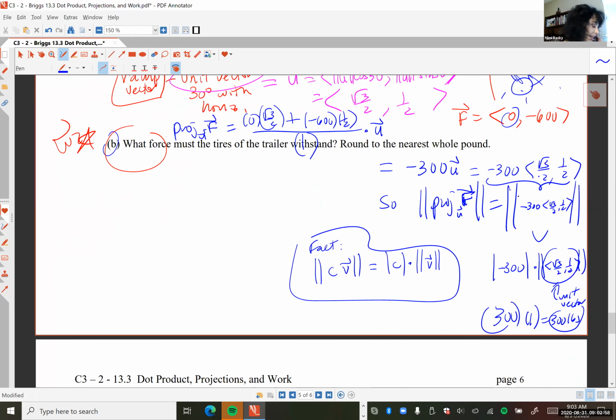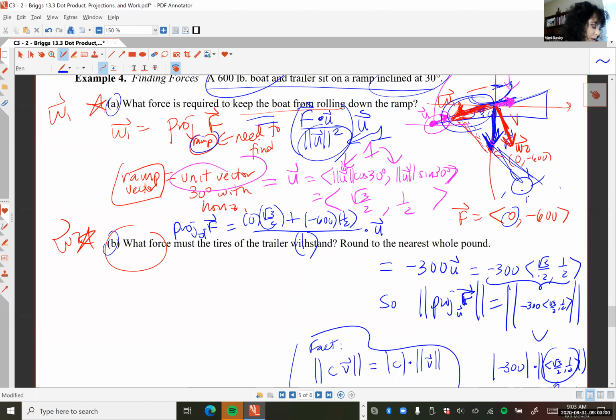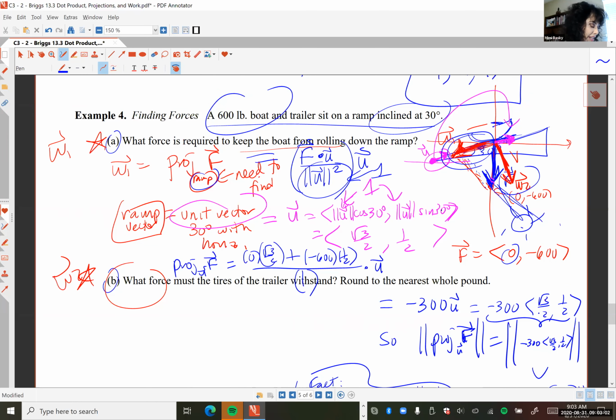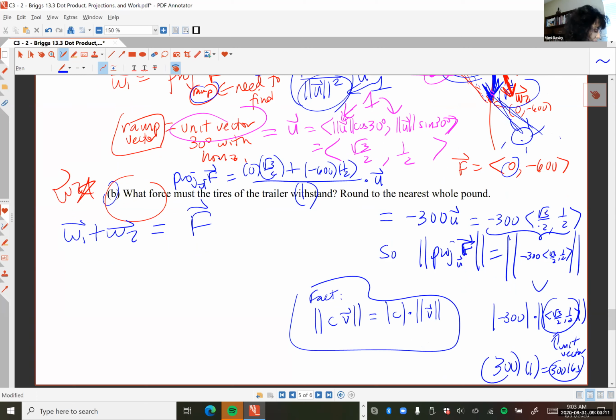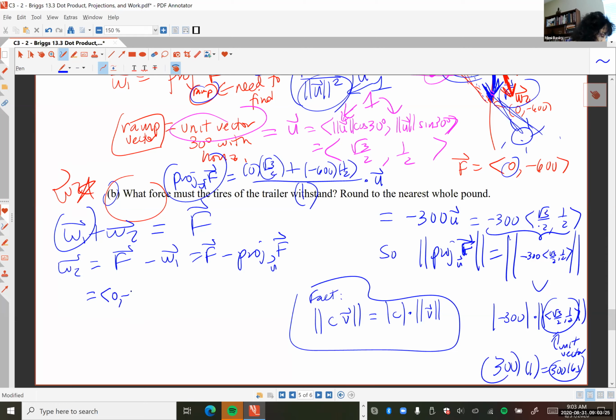Now, part B, they want the magnitude of W2. So how do you get W2? Well, by default, W1 plus W2 is supposed to be equal to that original force that you were projecting in the first place. So if you just subtract W1 from both sides, and remember W1 is the projected vector, same thing, I'm just giving it this other name. It's a little bit easier. So you're just going, what is the 0, negative 600? That was our force vector.